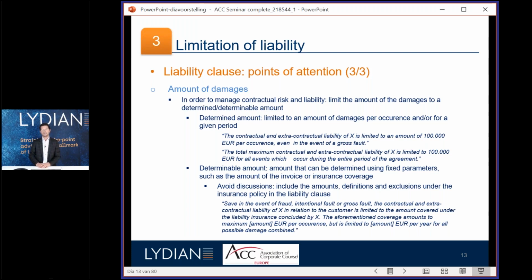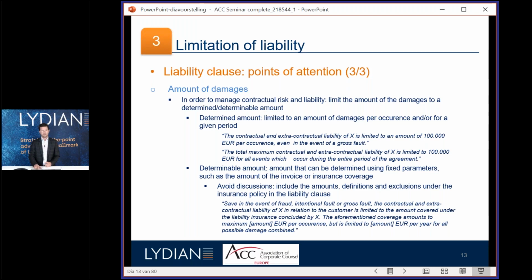I made already a link to the fact that if it's quite low, that may be difficult to invoke that clause, certainly when the damages are quite high. Or you can also link it, and that's recommended, to the insurance policy that you have in place and for which you also pay a premium. So it's very important to do that.